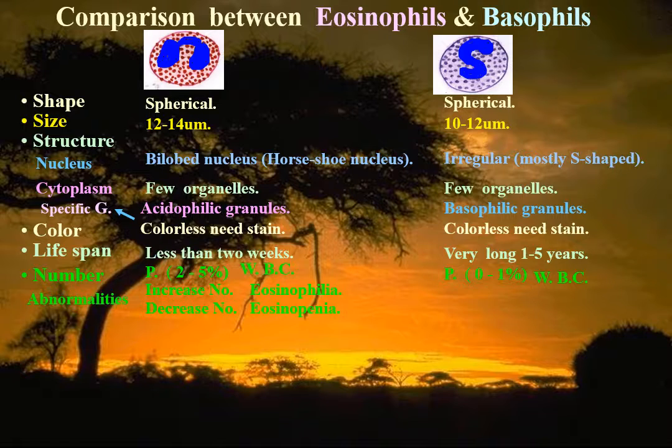On the other hand, an increase in the number of basophils is called basophilia, which occurs in chickenpox and liver cirrhosis, while a decrease in their number is caused by the same causes of leukopenia.